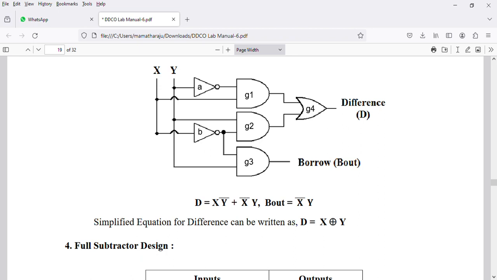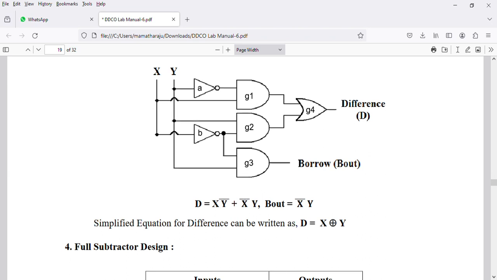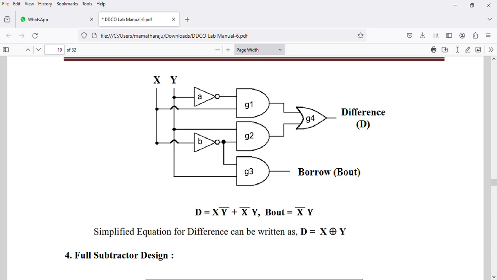After seeing the truth table, we can write the difference and borrow out equations. That is, the difference equation will be x y bar plus x bar y, and the borrow out equation will be x bar y. The difference equation can also be written as x XOR y, which is the XOR equation for two variables. We are implementing these two equations in logic gates.